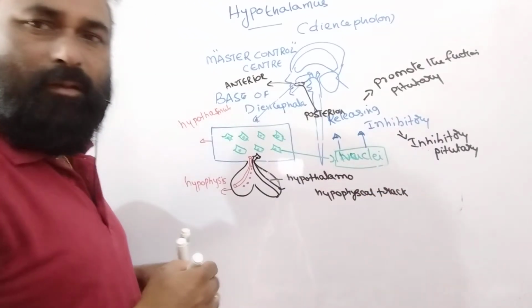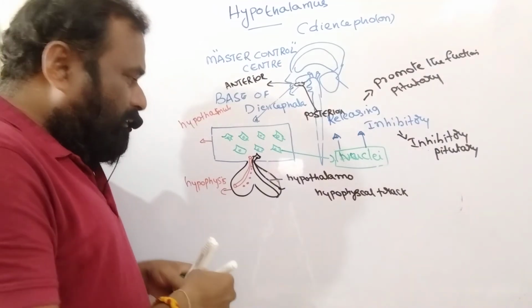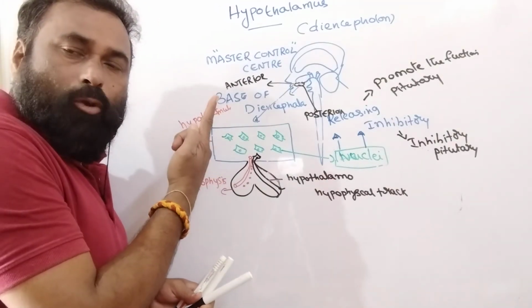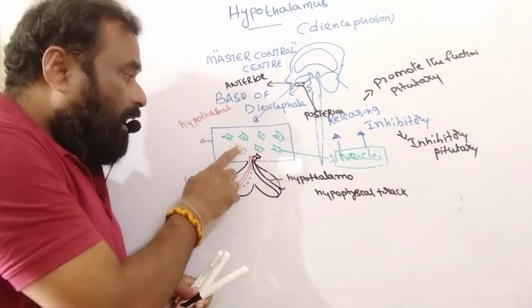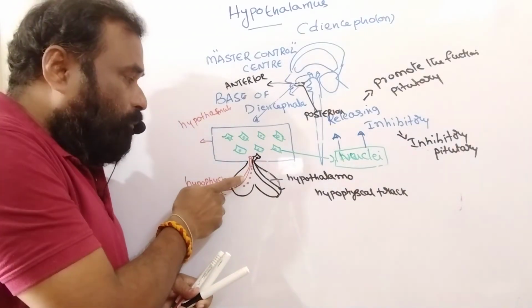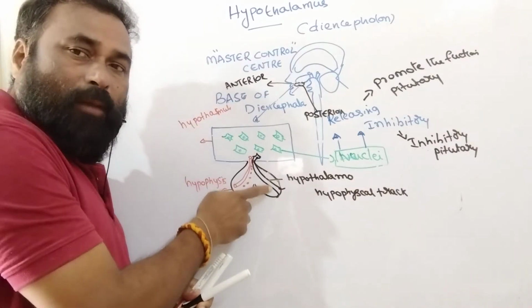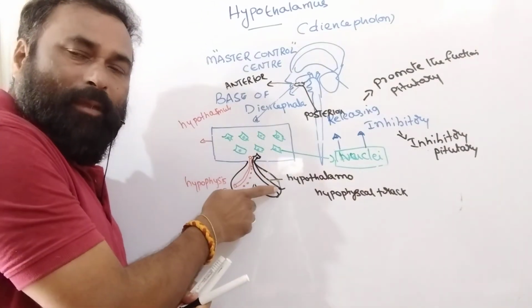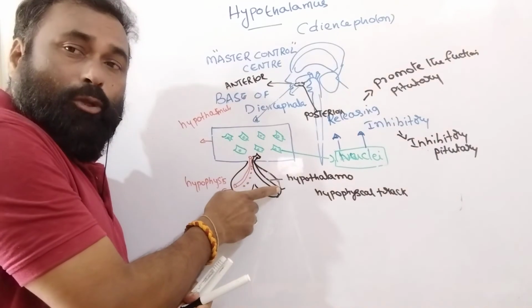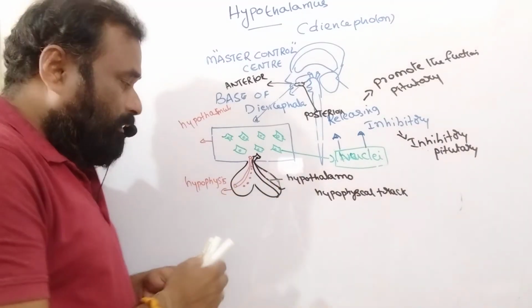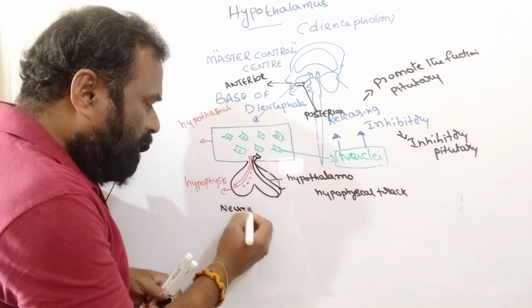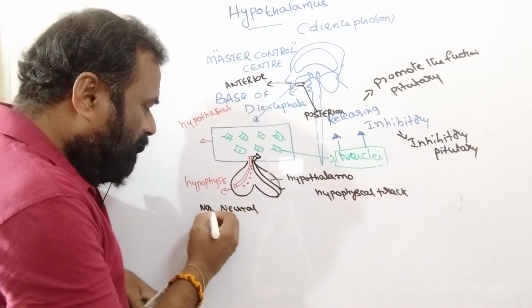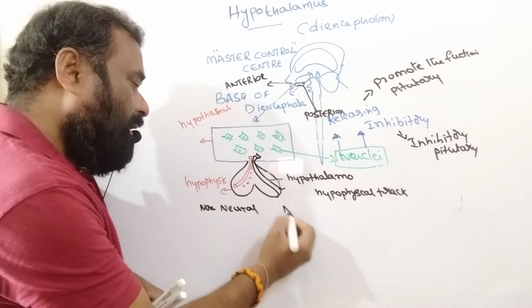Both are not the same. At the anterior lobe, there is a portal blood vessel, and that is said to be the portal system. Hypothalamo-hypophyseal portal system. It's said to be the hypothalamo-hypophyseal tract. Here, nerves get connected. It is the neural portion. It is a non-neural portion. Anterior part is said to be the non-neural portion, whereas posterior part is said to be the neural part.